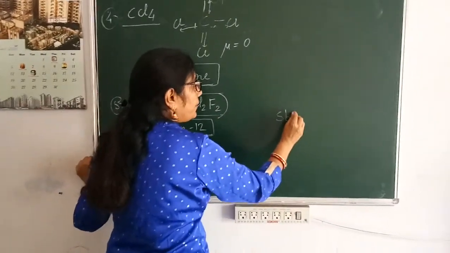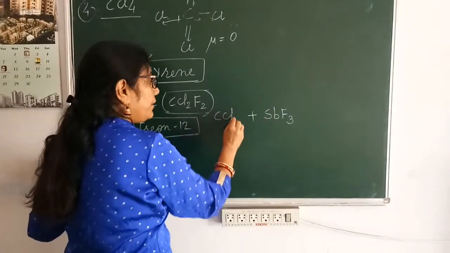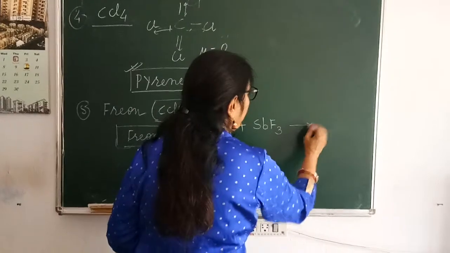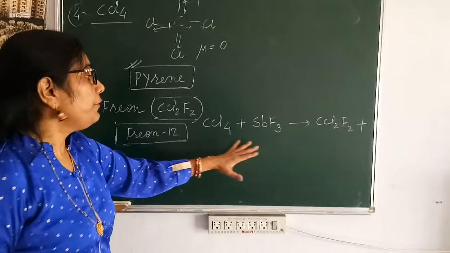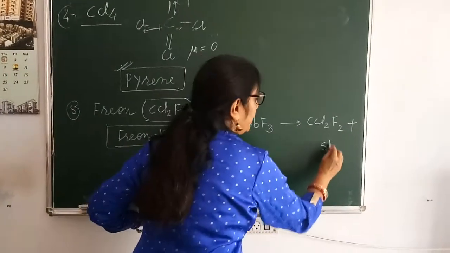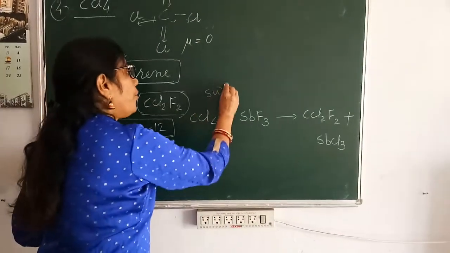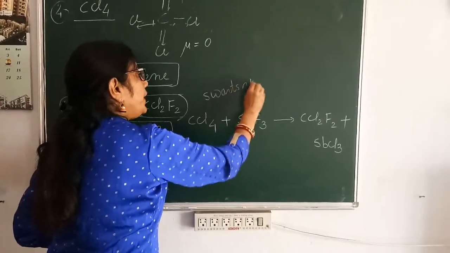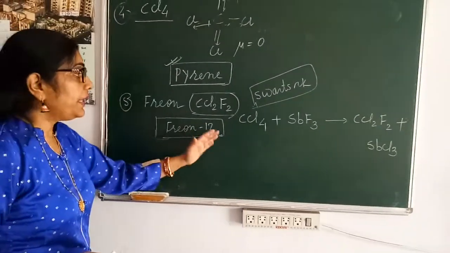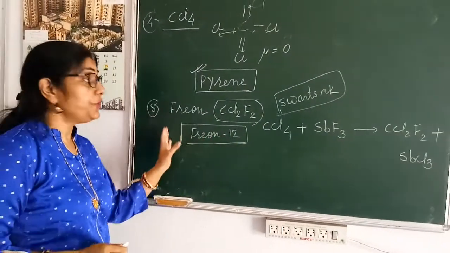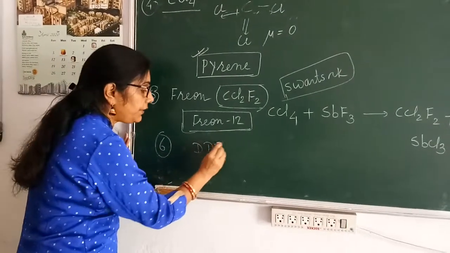In this case, SbF3, antimony trifluoride, plus carbon tetrachloride, gives dichlorodifluoromethane, and SbCl3 is liberated. This is the reaction, as you all know, the Swarts reaction, an exchange of halides. It is used for air conditioning, as a refrigerant, and as a propellant as well. Next is DDT.